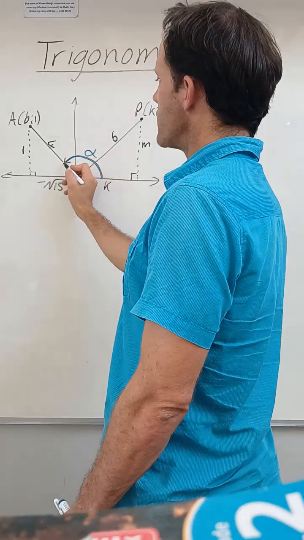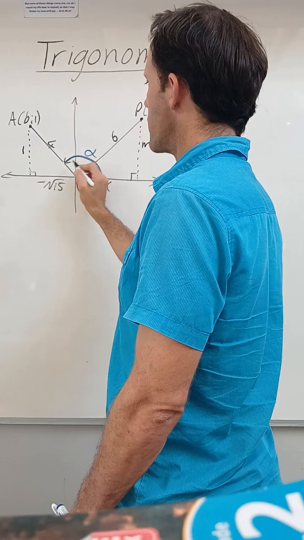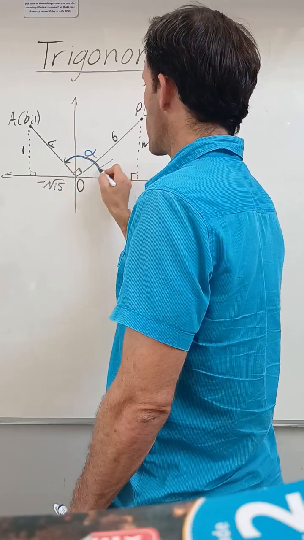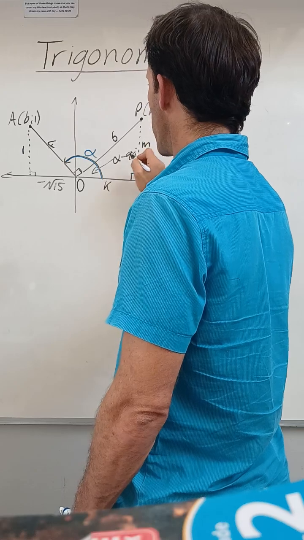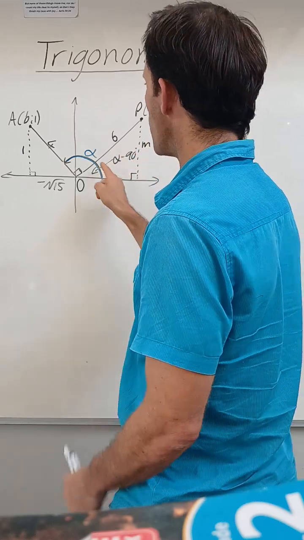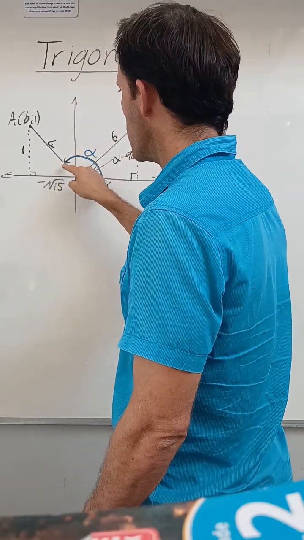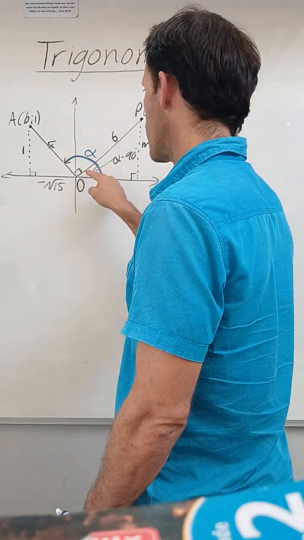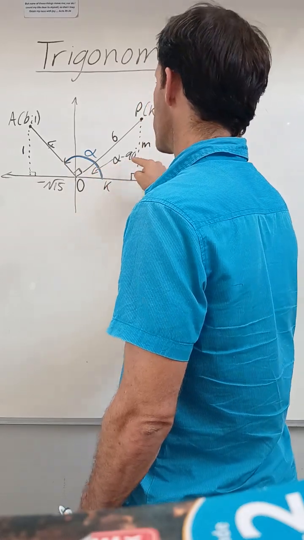Now, this angle is alpha, so when you say alpha minus 90, you get this angle over here, alpha minus 90. Because like we said, let's say alpha is 140, then 140 minus 90 gives you 50. Then this angle must be 50. So this angle here is alpha minus 90.